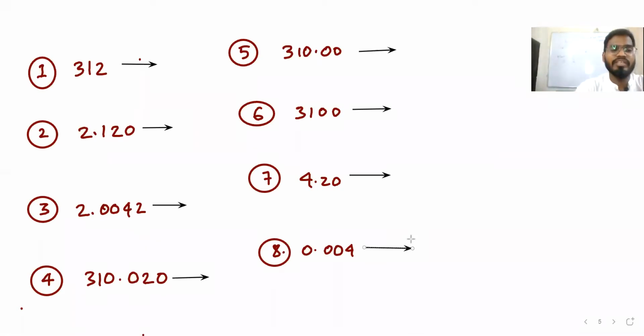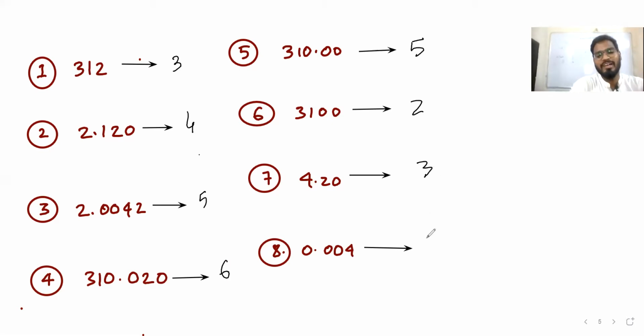Yes, you might have solved it. How many significant? 1, 2, 3, all are significant, so directly we can say 3. 2.120, how many? Till after the decimal a 0 comes, so obviously 4. 2.0042. After the decimal 0 comes, so 4 and 1, 5, right? And then 310.00, like 6, right? How many? Tell fast. 6. And then here it is 5. This 3100, ending zeros we will not consider, so 2. 4.20 you have to consider because after the decimal, 3. 0.004, initial zeros you will not consider, so here also 1.